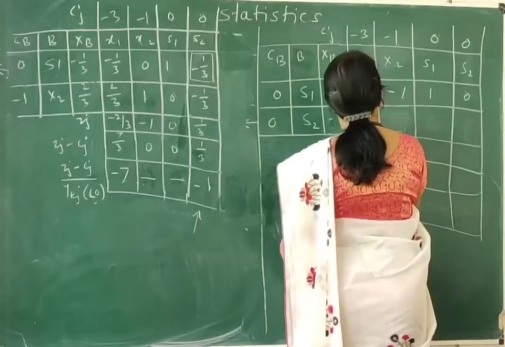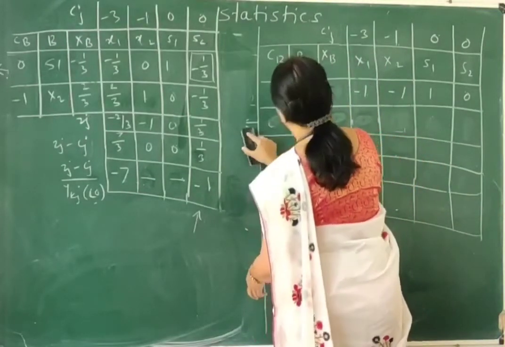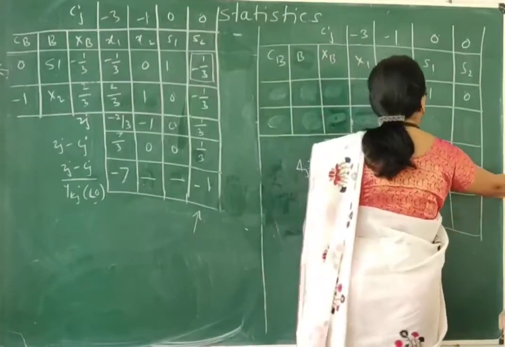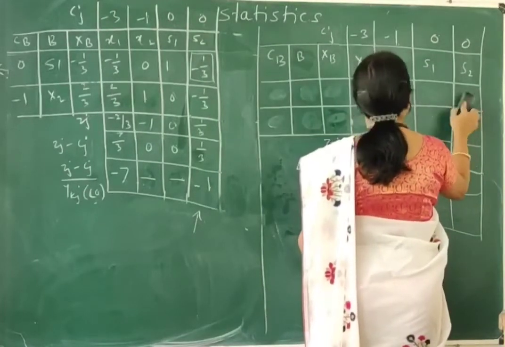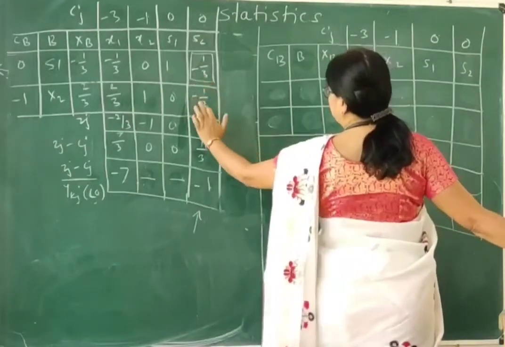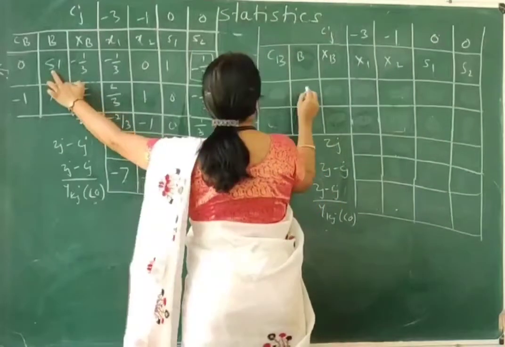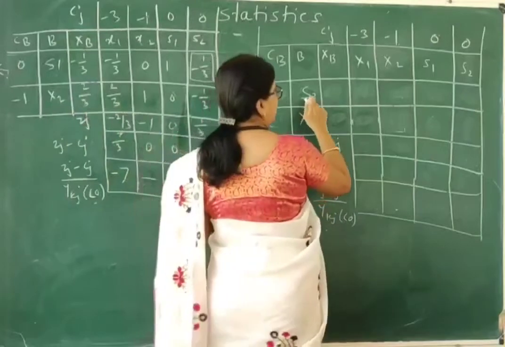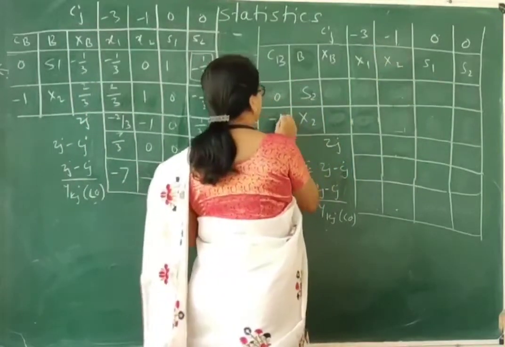We have the table actually as it is. Only the difference is we are entering the new variable and removing the old one, and we can have the row transformation so that the key element becomes 1. So we can transform this to 1 and this to 0. What we have now over here, S2 is entering and X2 is added. So the cost of S2 is 0, and the cost of x2 is minus 1.